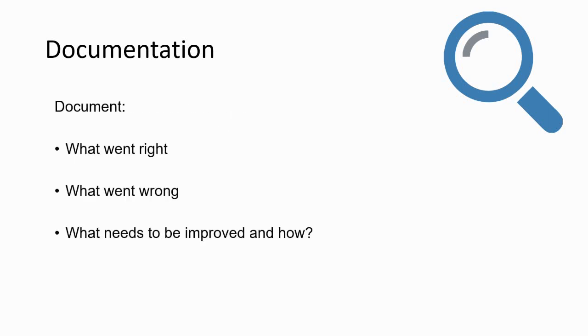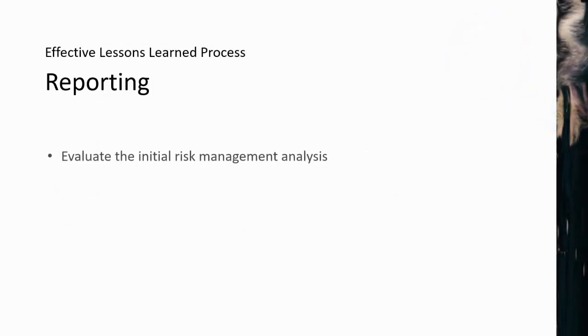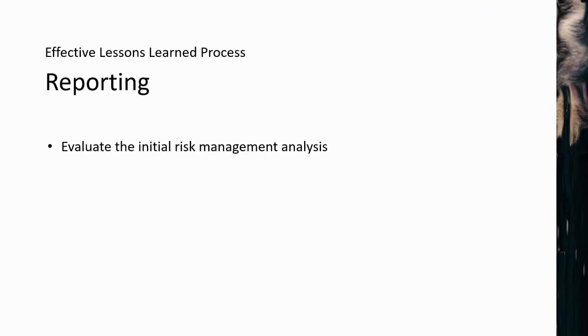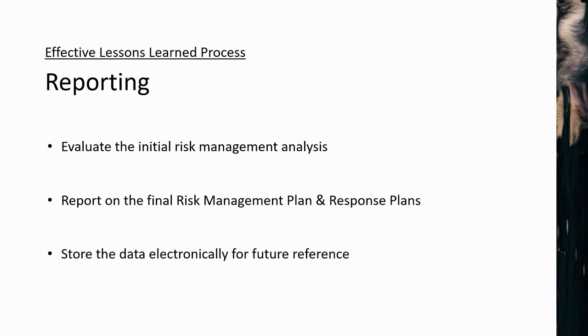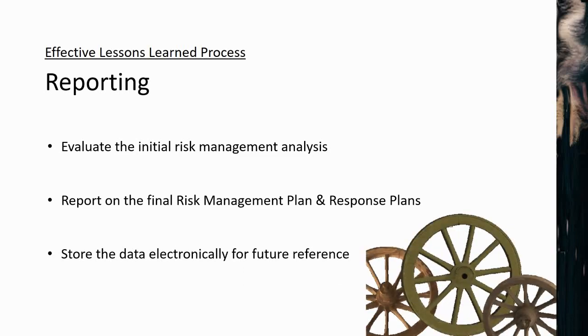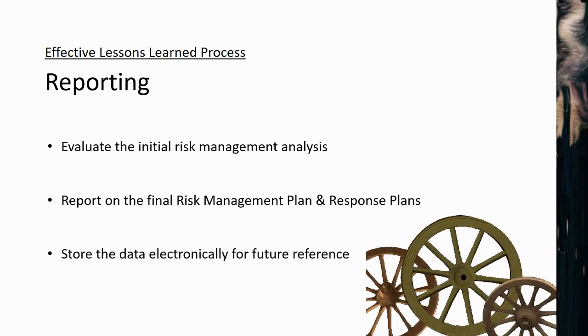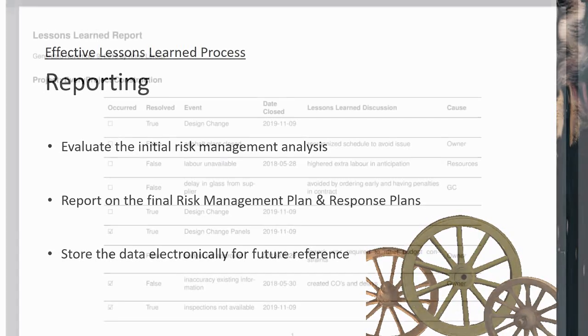Document what went right, what went wrong, and what needs to be improved and how by project, by task, and by resources. Compare this information to the initial risk management analysis and, of course, finalize the risk management plan with the actual information. Finalizing the risk management plan, storing the data electronically for effective lessons learned database. This is valuable information. This is how you can avoid reinventing the wheel on future projects.